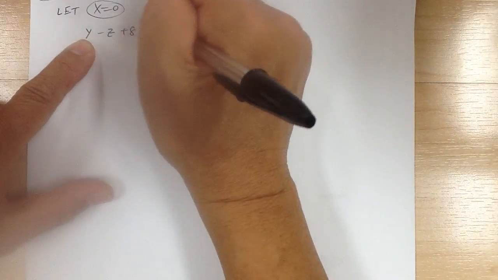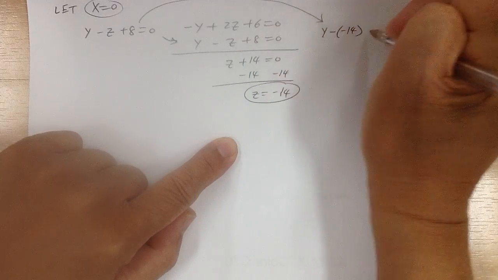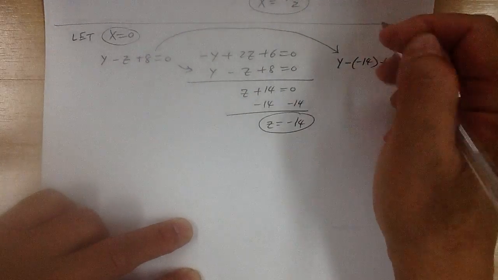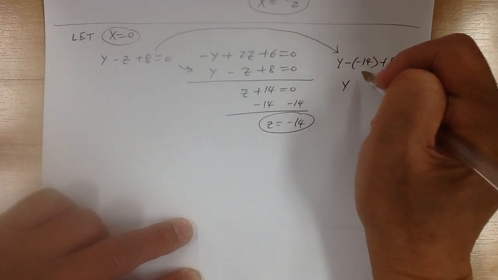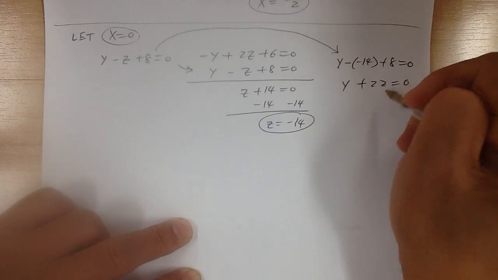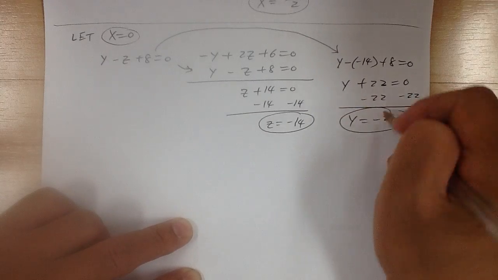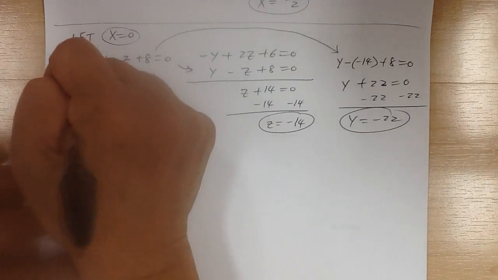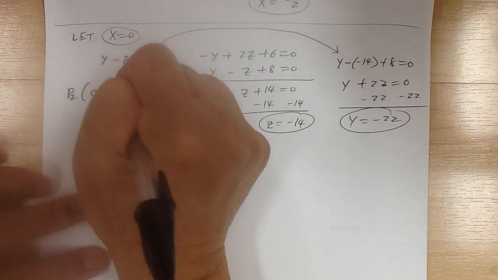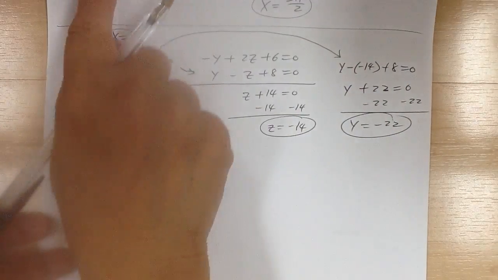Again, I'm going to use this equation over here. Move this equation over here, so I get y minus z plus 8 equal to 0. So this is going to become positive 14 plus 8, which would be plus 22, equal to 0. Then minus 22 on each side, so y equal to negative 22. So that's my x, y, z. My P2 would be 0, comma, negative 22, negative 14. So I get one point from here and one point from here.